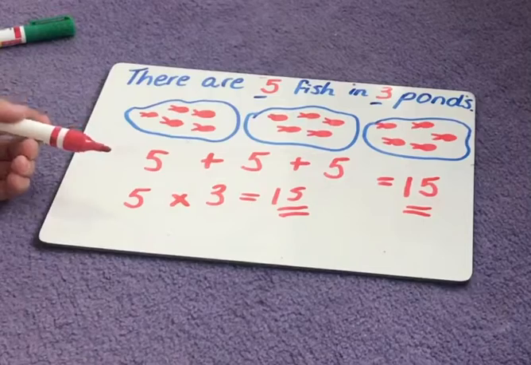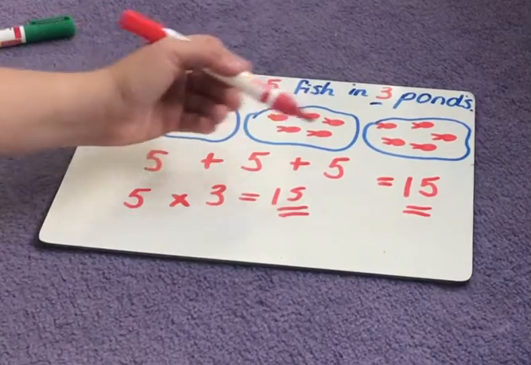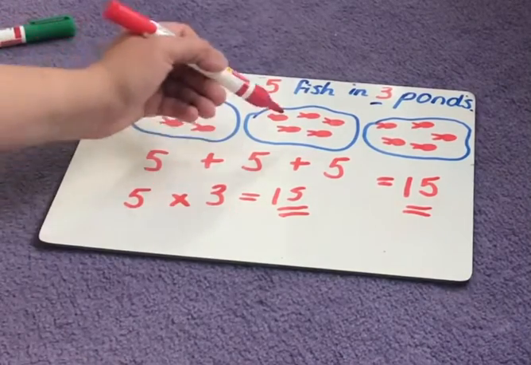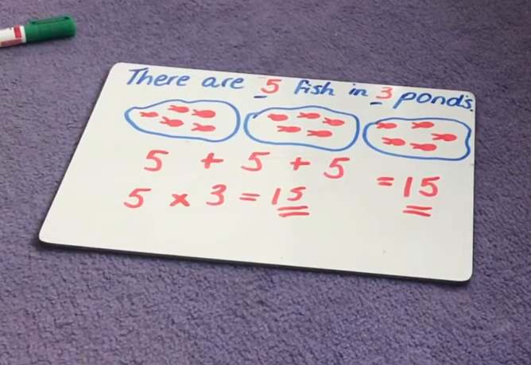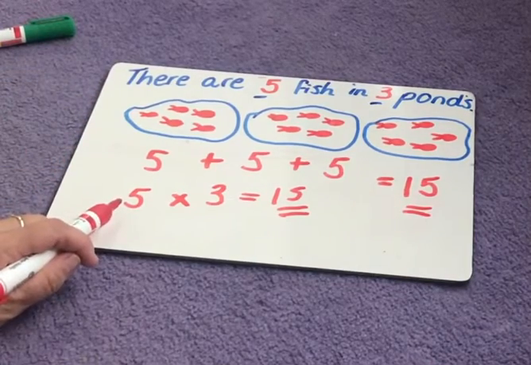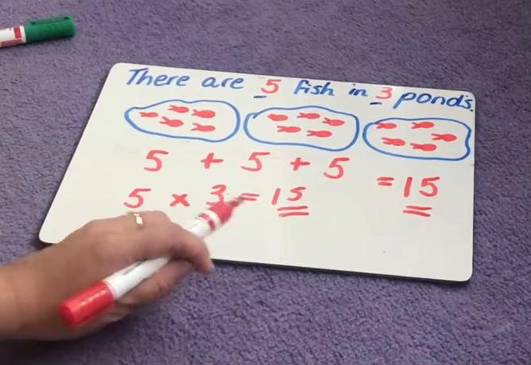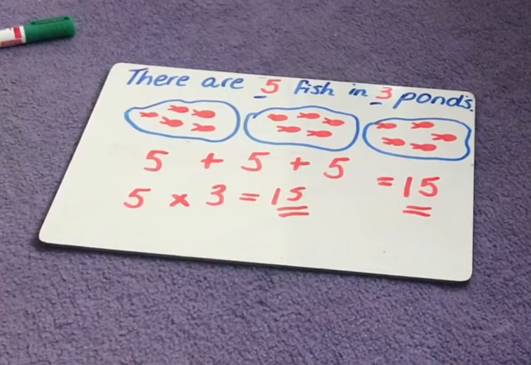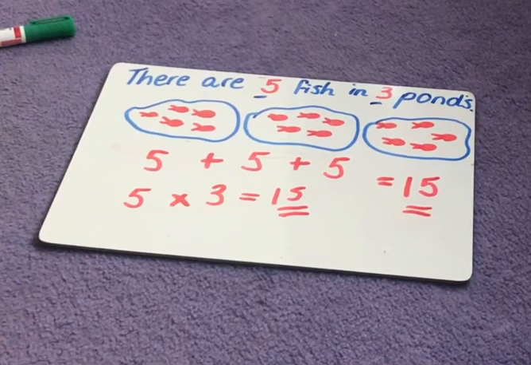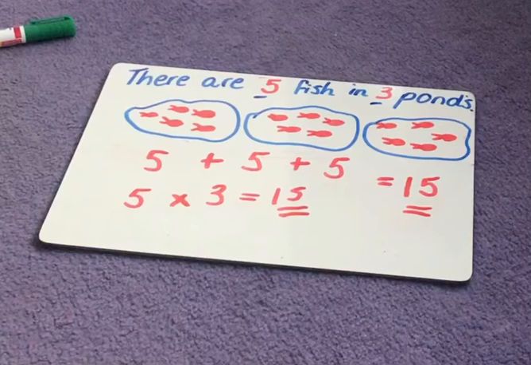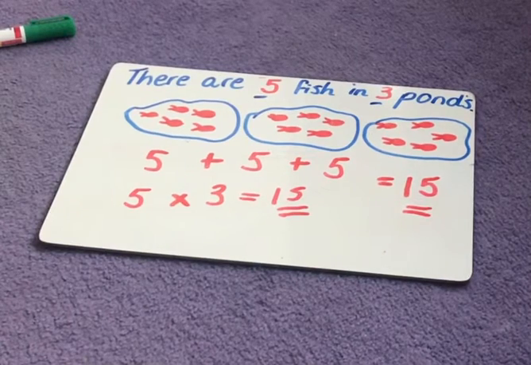So, I have got 5 fish in each of my 3 ponds. That's where I've got these 2 numbers from, okay? So 5 multiplied by 3 equals 15. So it's really useful to know that addition and multiplication are linked. They're really the same, okay? And that's where it's really great to learn your 2, your 5 and your 10 times table.